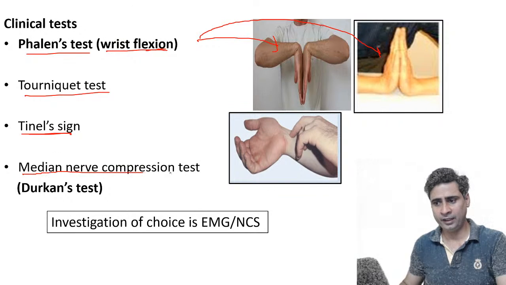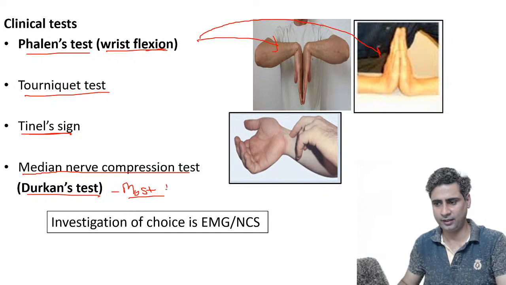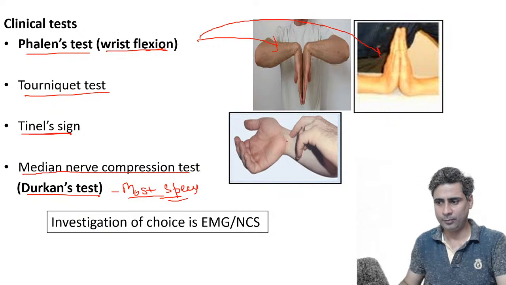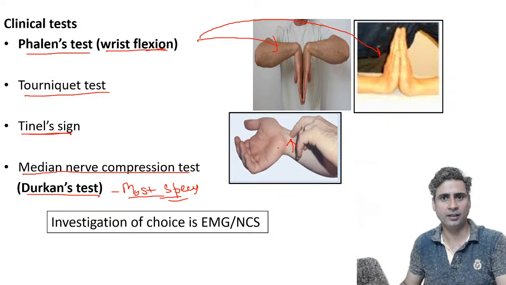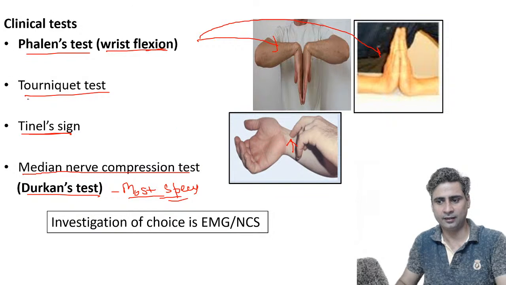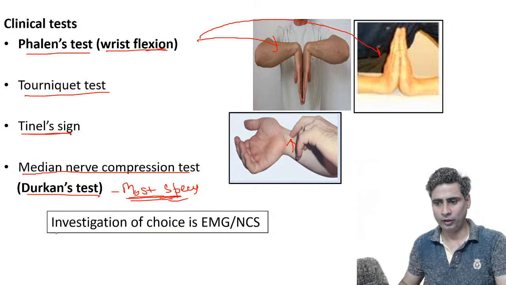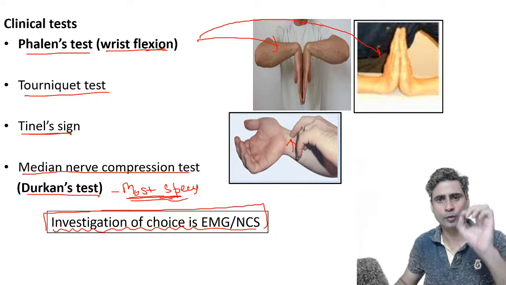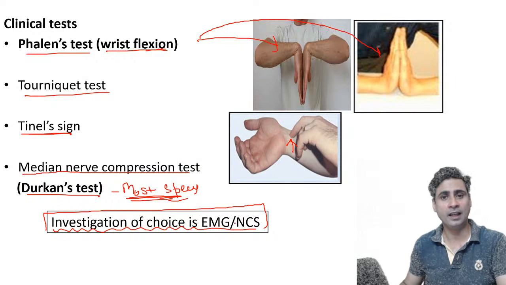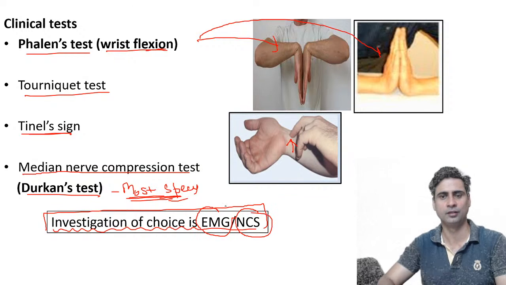And finally, the median nerve compression test or Durkan's test, which is the most specific and sensitive test, where we keep the median nerve compressed for 30 seconds in the carpal tunnel and there will be tingling in the lateral 3.5 fingers if there is carpal tunnel syndrome. So these are the clinical tests, and the most specific clinical test is Durkan's test or median nerve compression test. Now, the investigation of choice to diagnose carpal tunnel syndrome, which will show that there is some problem in the median nerve in the carpal tunnel only, is electrodiagnostic studies, which include electromyography and nerve conduction study.